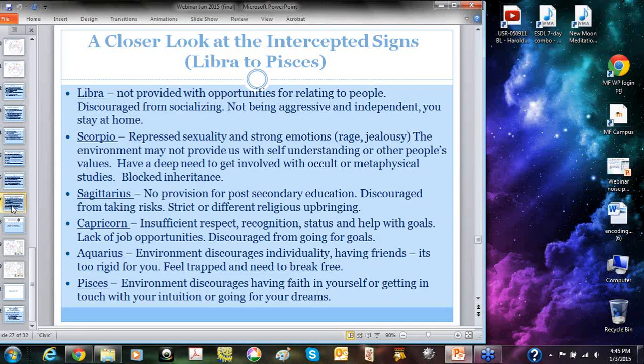Aquarius, friends, acquaintances, maybe the relationships that you create are too rigid. You feel trapped, not free to allow for those kinds of group involvement. And in Pisces, discouraged for having faith in yourself or getting in touch with your own intuition. So you see how we're playing with the energies that you already know about each one of these signs. This is nothing new for you, but we look at it as being more restricted, more held back. And we've got to find ways of unlocking it.